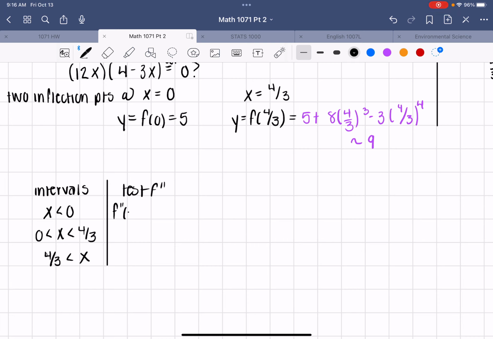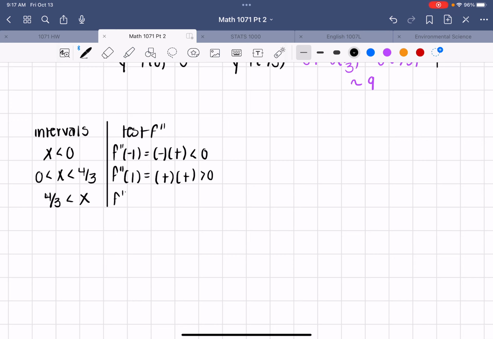And here, how about 1? 1 is in there. And so that would be positive and positive. Positive concave up. And finally, how about 2? Positive, negative. 4 minus 6 is negative. So it's concave down.